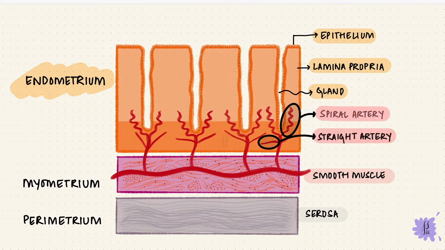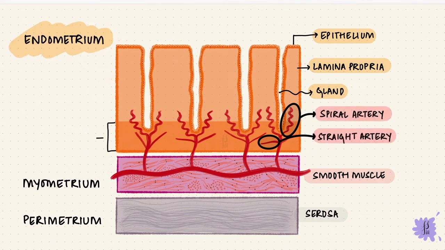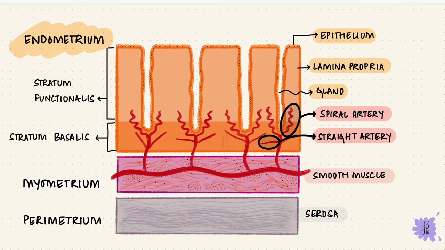The straight arteries only extend to the basal layer of the endometrium, while the spiral arteries can extend up to the functional layer. So there's a stratum functionalis above and a stratum basalis below. What gets shed during menstruation is the stratum functionalis, leaving behind the stratum basalis.